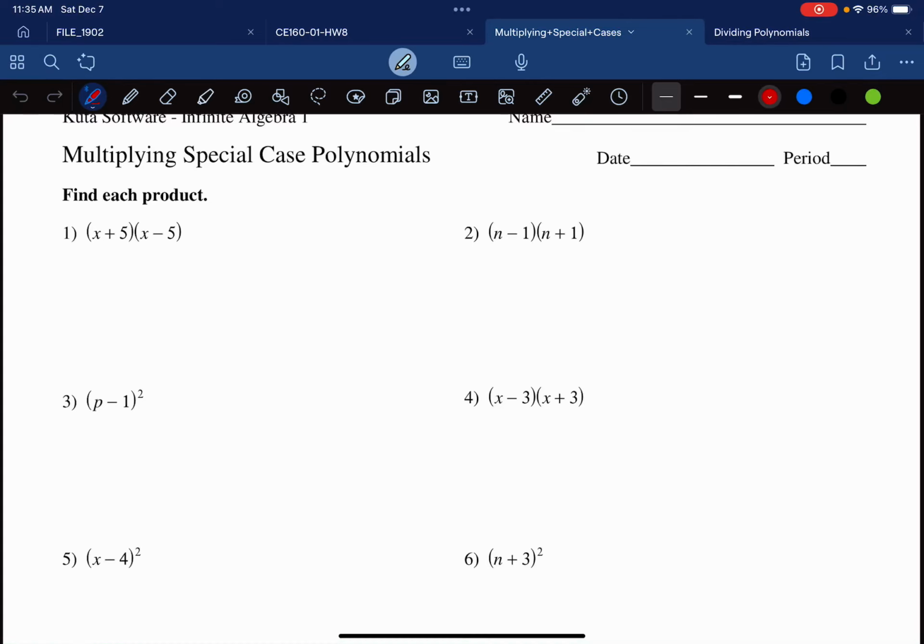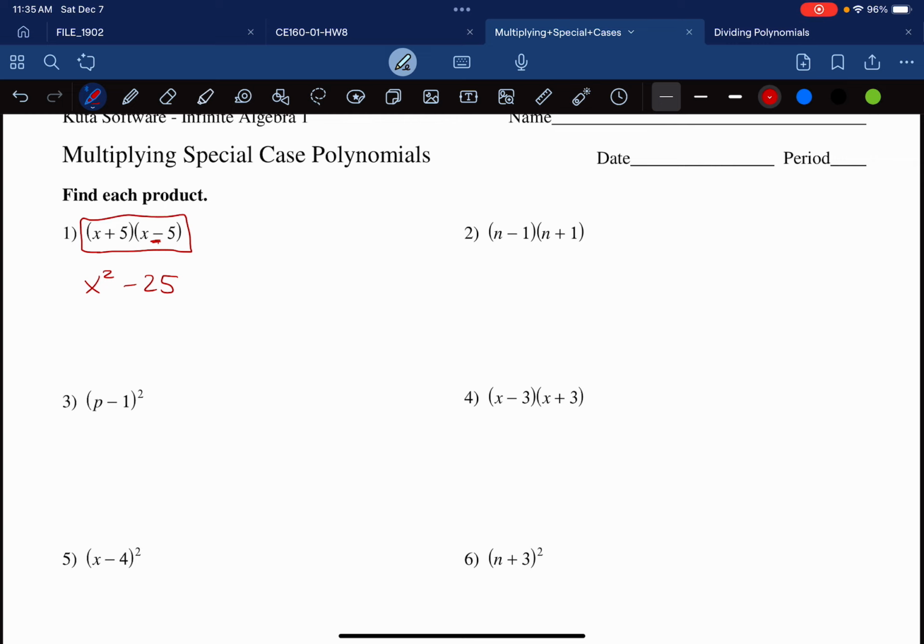Alrighty, so this is the first worksheet that we went over. There's two cases for multiplying polynomials. The first one is going to look like this. This is called the difference of two squares. And all you do to solve this problem is you square the first and you square the second. But make sure you keep that negative sign.